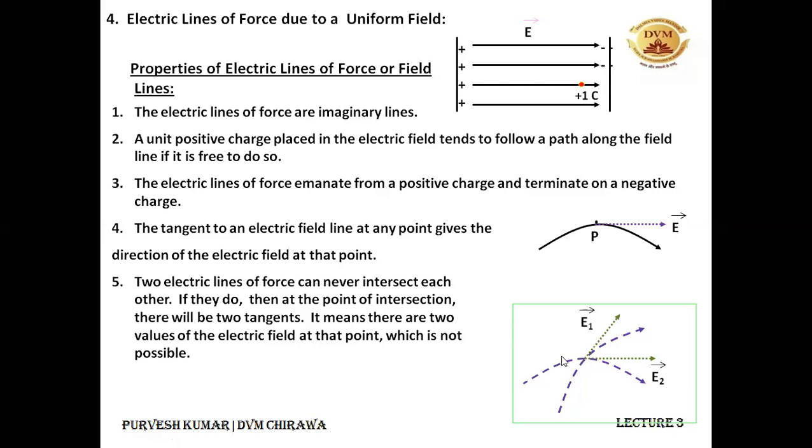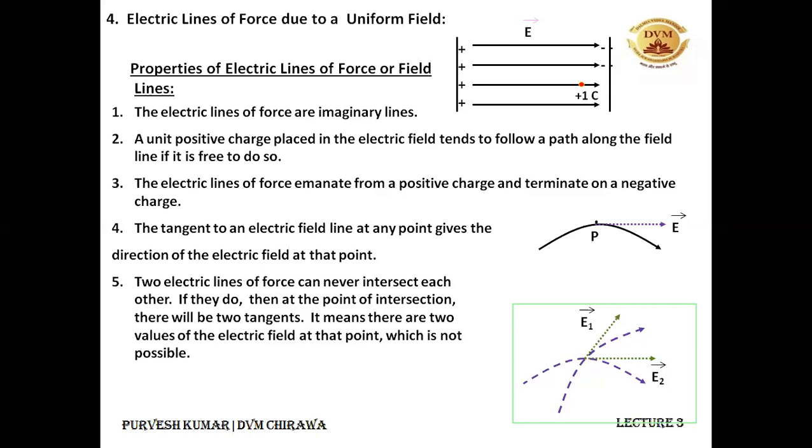One tangent is along this line, that is the curved one, and another tangent is along this electric field line, that is E1. So both of these, E1 and E2, are the tangents to the electric field lines at a given point, at the point of intersection of these two lines. But if they are having two directions, this is not possible. An electric field cannot have two directions. It can only have one direction. So that's why two electric field lines cannot intersect each other.